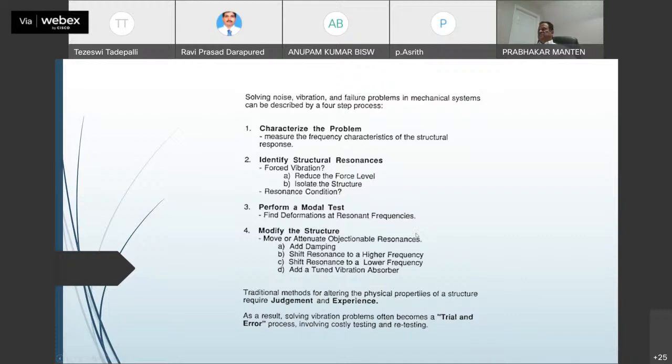Shift resonance: move the resonance condition to a higher frequency, or shift the resonance to a lower frequency. Both are possible. In a very simplistic form, those resonant frequencies, natural frequencies, are proportional to the square root of K equivalent over M equivalent. On the top, K stiffness, and the mass at the bottom. What it tells you is that resonance can be shifted by increasing the stiffness or decreasing the mass to move the resonance to a higher frequency. Be careful that it doesn't hit some other forcing condition there.